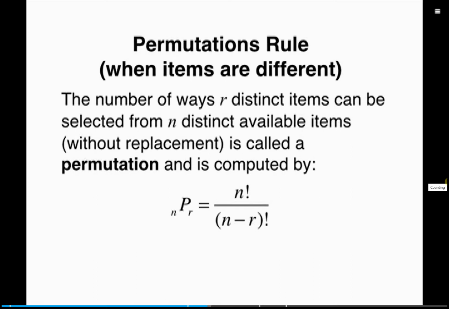So if you know what n and r are, you'd have the n factorial on top, and then you'd substitute the n and the r in here, subtract, and take that factorial on the bottom. Of course, we want to look at this in an example as well. So let's pull up an example using permutations.